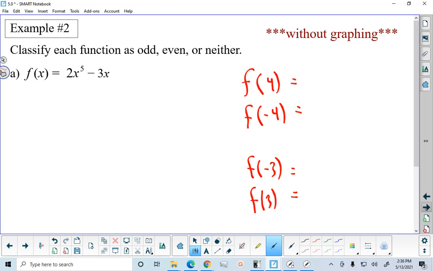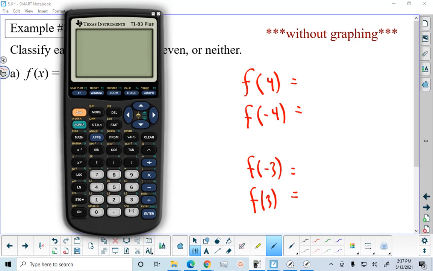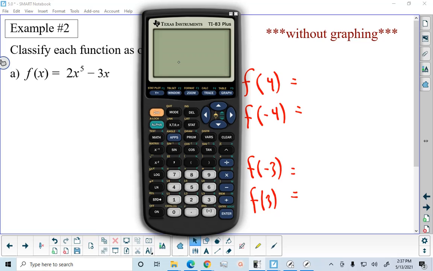But if I put 4 in for x there, I'm going to get 2 times 4 raised to the 5 minus 3 times 4. I'll just double check my substitution. F of 4 would be 2 times 4 to the 5 minus 3 times 4. We end up getting 2036.